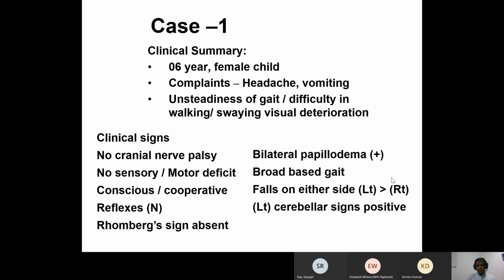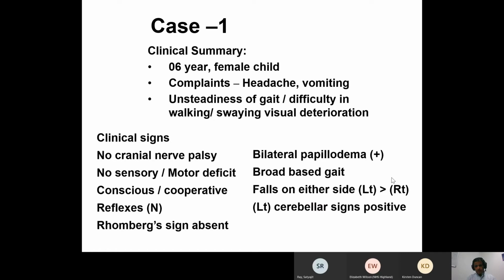If you look at just the top half of the screen, for example, in this case, a 6-year-old female child complains of headache and vomiting, right? If you assume that there is no unsteadiness of gait and difficulty in walking at this point in time, we often think that it's so common. Headache and vomiting are quite common, and can happen with viral infections and other things. So we tend not to worry too much, but most of the time it is a common ailment, and resolves, and the child will get back to normal.